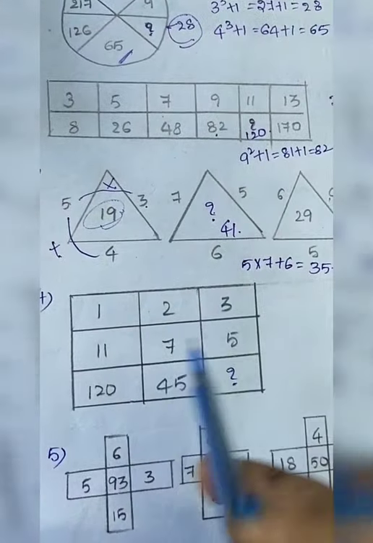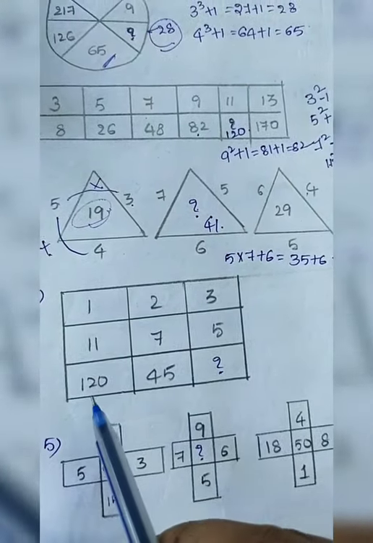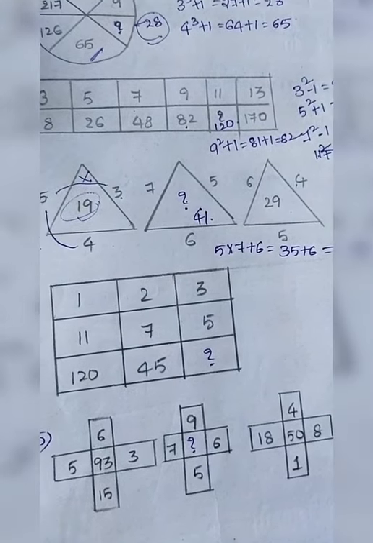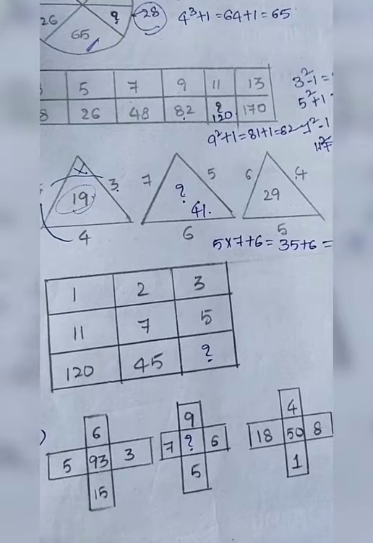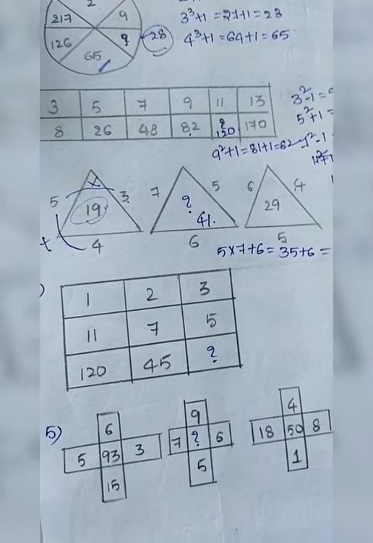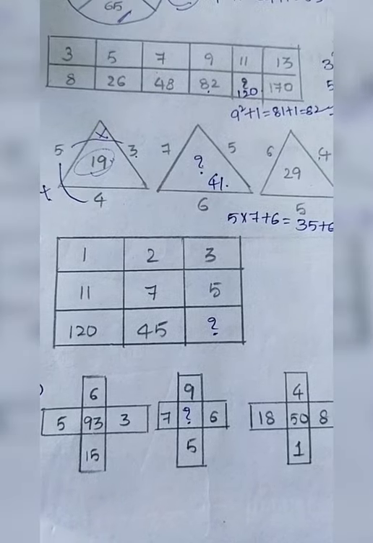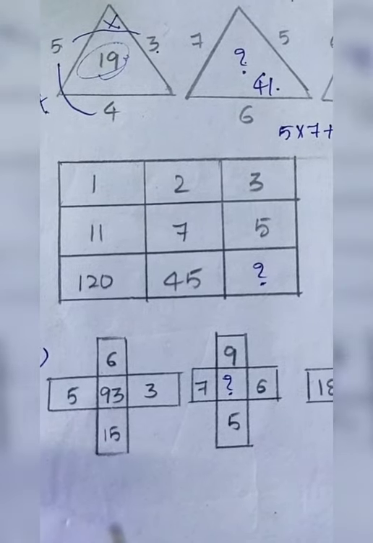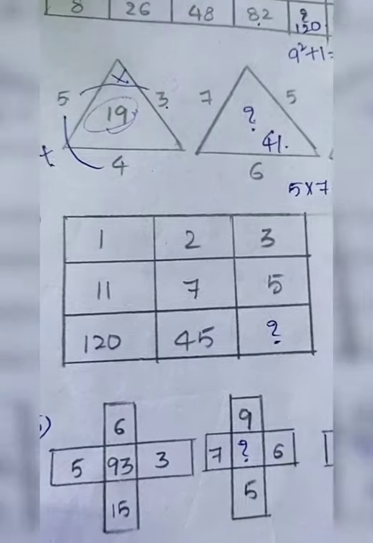1, 2, 3, 11, 7, 5, 120, 45. And this is also a bit difficult and also easy. So try to solve this. I'll give you 5 seconds of time and later I'll say you the answer. This is a very simple problem related to squares. So just try to solve it. Easy one. Okay, I'll say the answer.